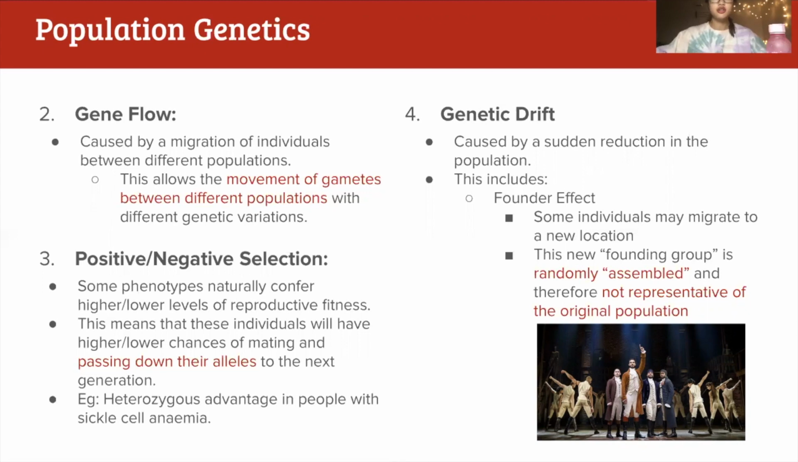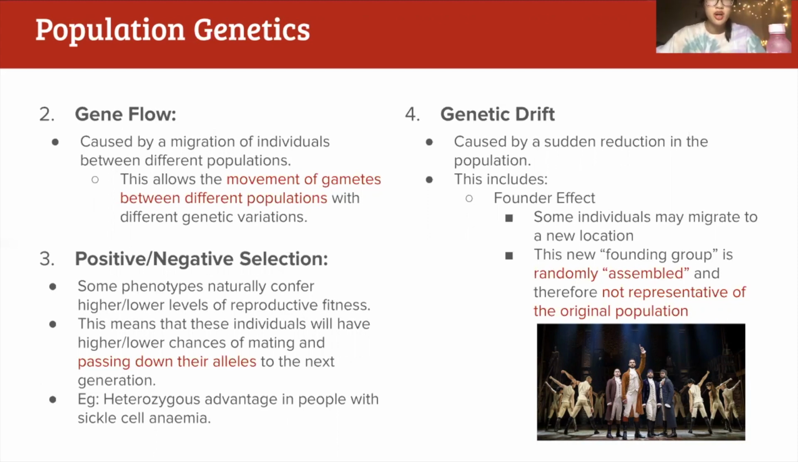So positive and negative selection. Some phenotypes naturally confer higher or lower levels of reproductive fitness. So just think of the type of person that you want to get jiggy with, right? You obviously have some specific traits. You have specific traits that you say, oh, deal breaker, or no, hell no. And when you think like that, you are actually conferring reproductive fitness onto these specific traits. Think about it. Oh, that's so cool.